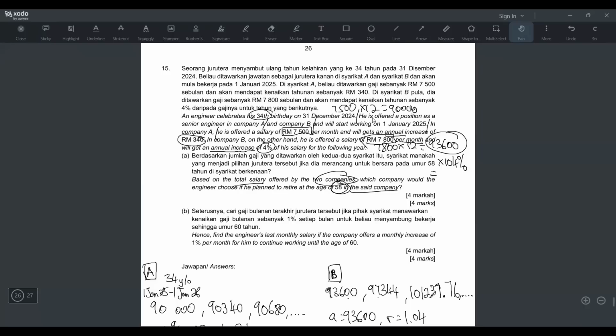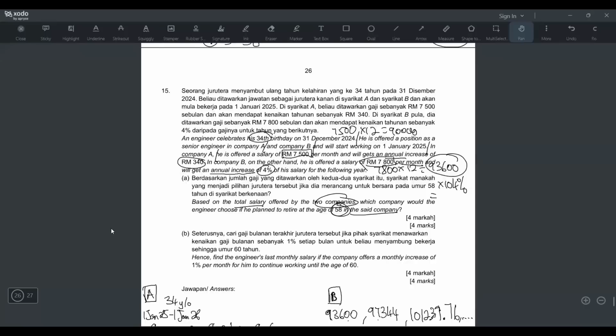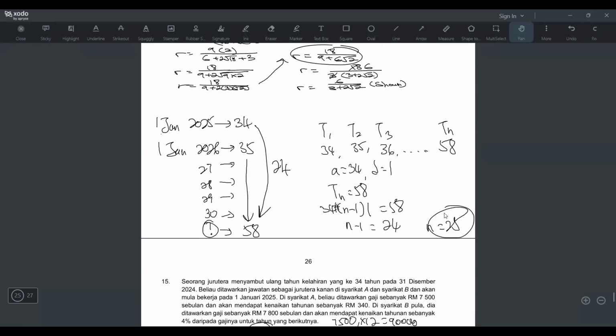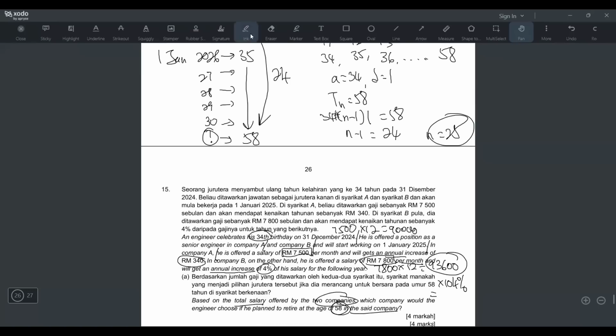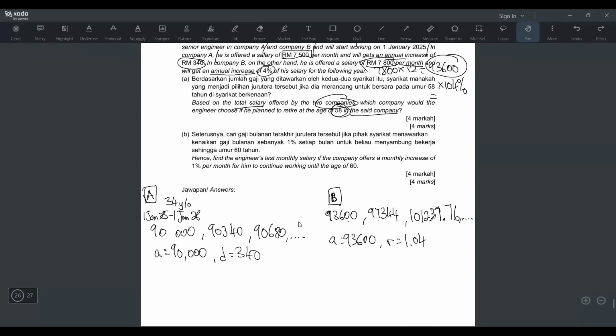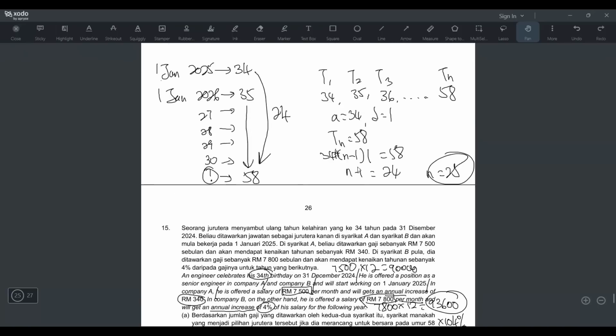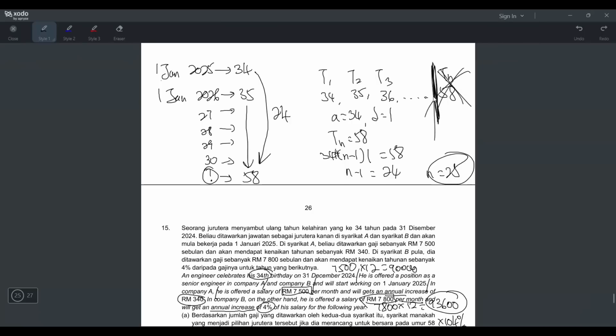And his birthday is on 31st December. It means the following year he will stop working already. It means you will not use S25. You will do S24, because he will retire when he reaches 58 years old. It means when he reaches T25, he will earn 0 ringgit. So it means you will not find S25. You will find S24, right? Because when he turned 58, that's when he stopped working already, right?